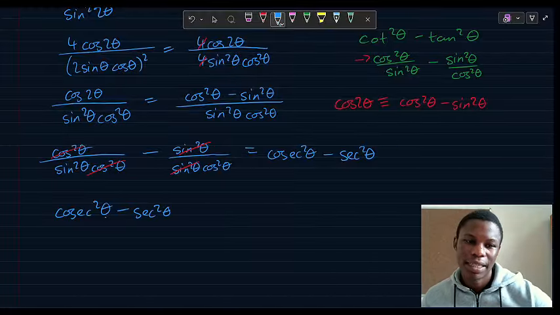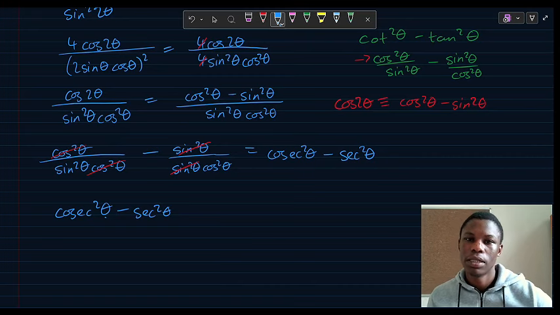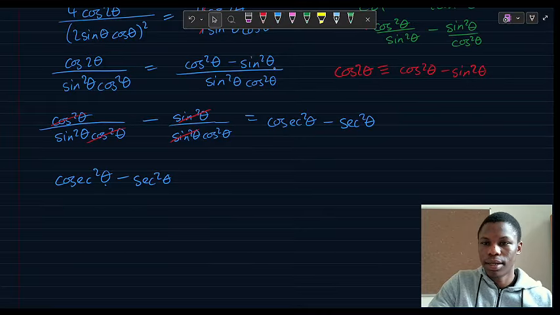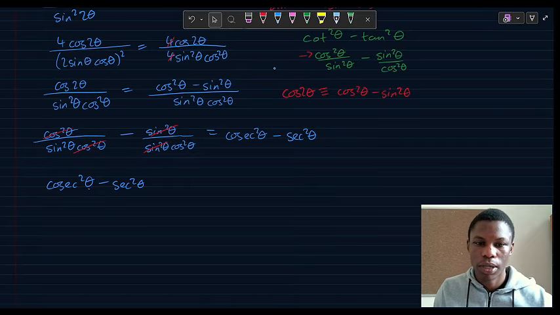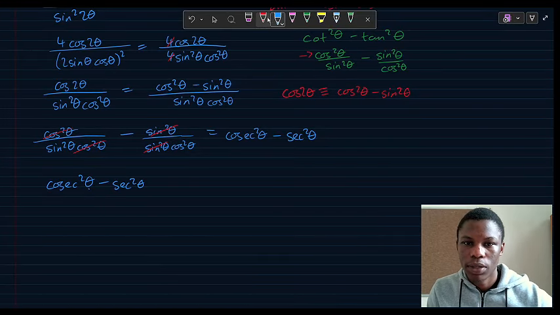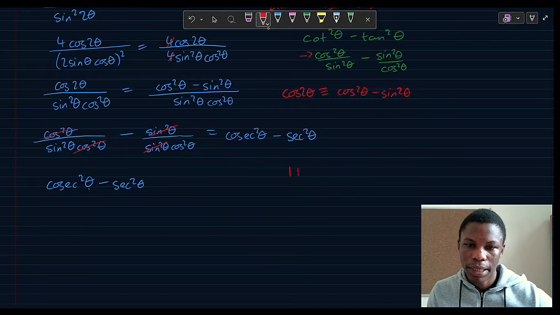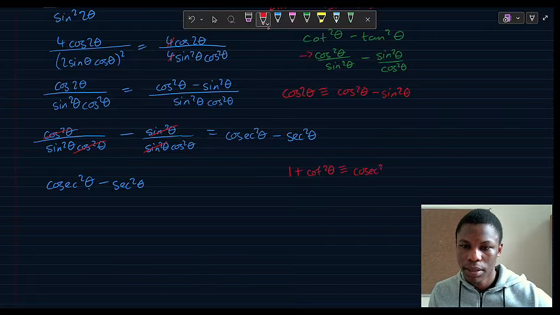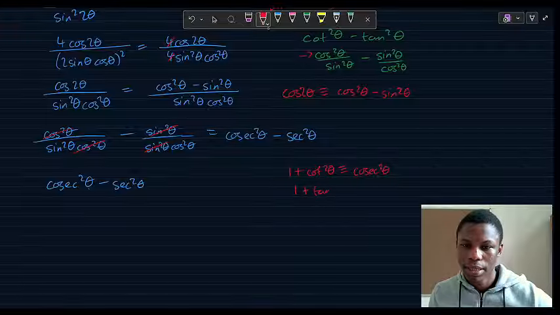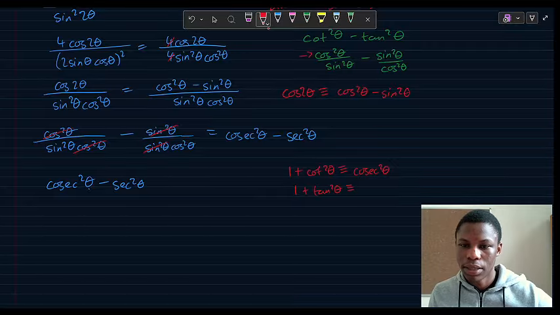Are there identities that link cosec squared to cot and sec squared to tan? Yes, there are, so we can use those to help us out. We know that 1 plus cot squared theta is identical to cosec squared theta, and that 1 plus tan squared theta is identical to sec squared theta.